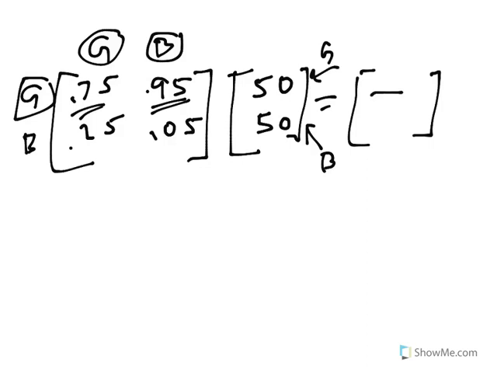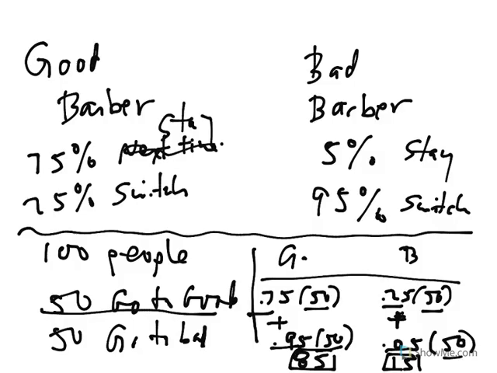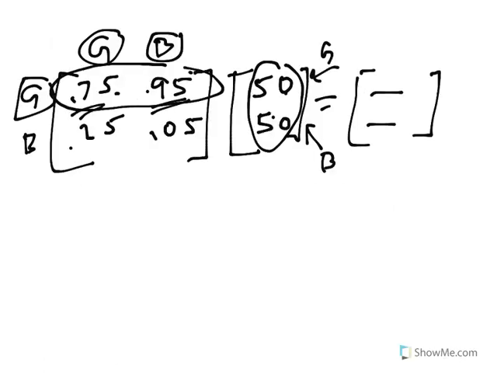But look what happens when I do this multiplication. I'm going to get a 2 by 1 matrix. When I do the calculation here, I end up multiplying these two numbers by these two numbers, and I end up with 0.75 times 50 plus 0.95 times 50, which is exactly what happens over here. And we get the answer, which is 85 and 15.